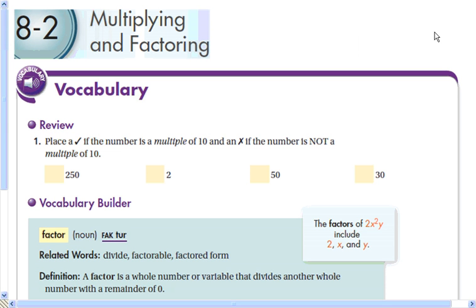Hey class, this is lesson 8.2. We're going to learn how to multiply polynomials together and how to factor them. So go ahead and do this review quick. Pause here and you can check back for your answers.